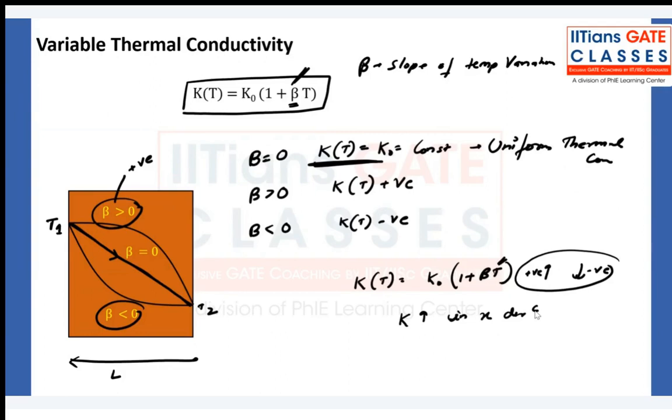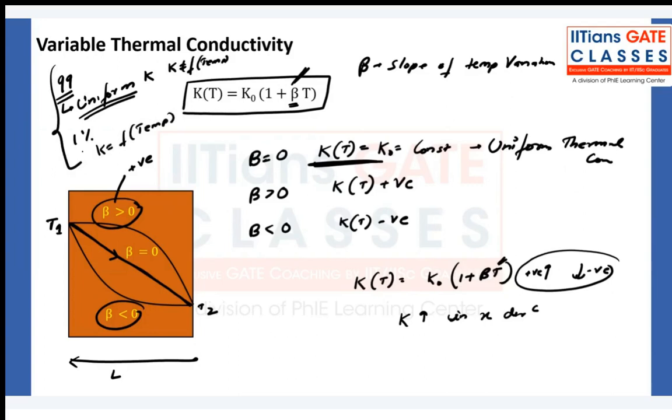This is a little confusing, yes, but don't worry about it. It's not very frequently asked anyway. I'll tell you one more thing. In 99% of questions, it is given that the thermal conductivity is uniform. That means thermal conductivity is not a function of temperature. Only 1% of the time can you get a question where conductivity is a function of temperature. So in 99% of the cases you are going to use uniform thermal conductivity.